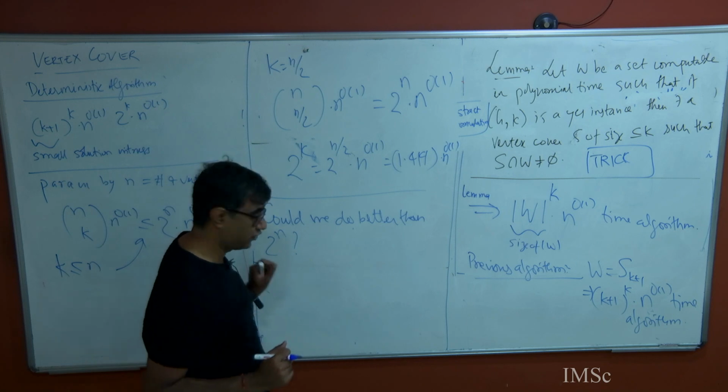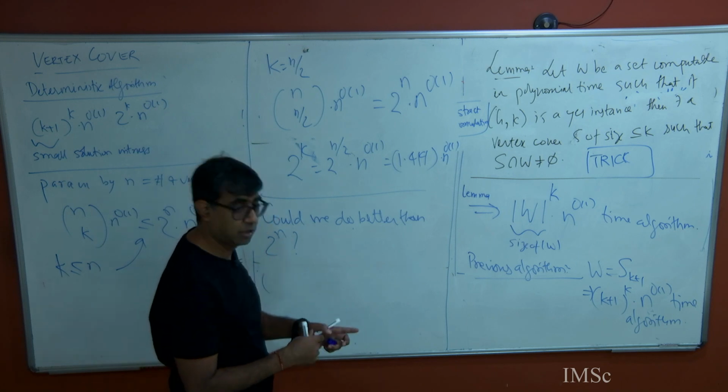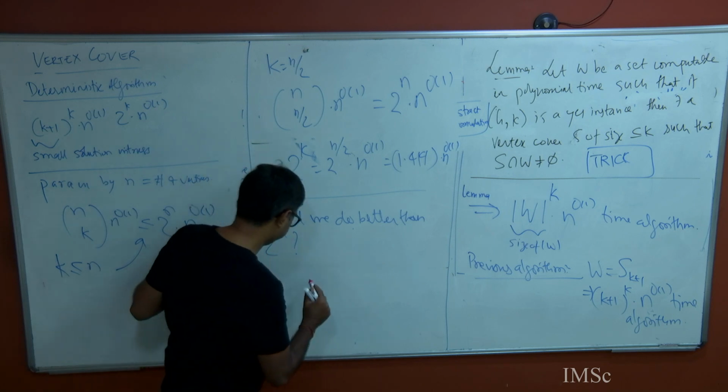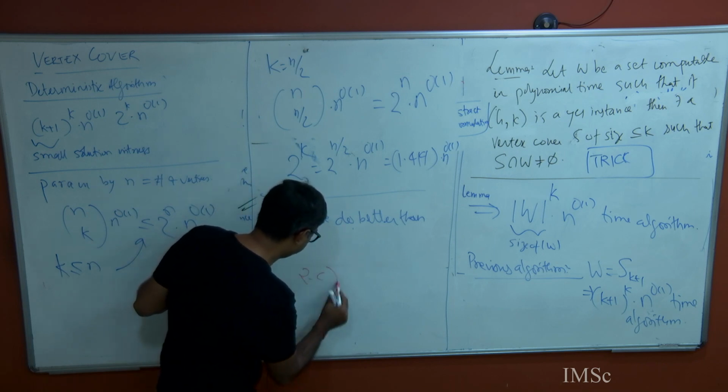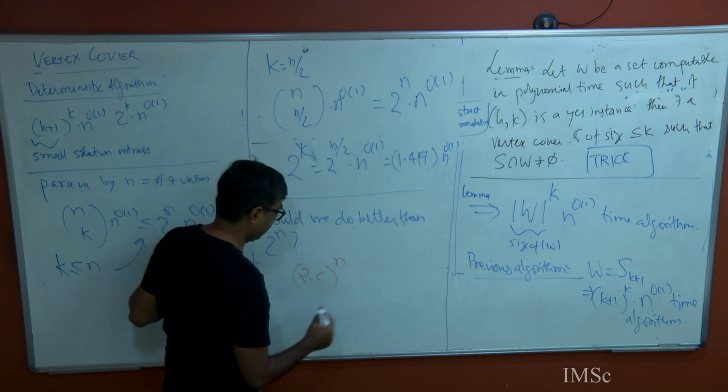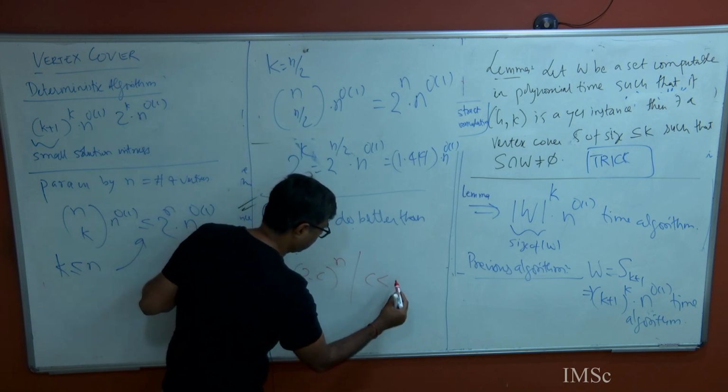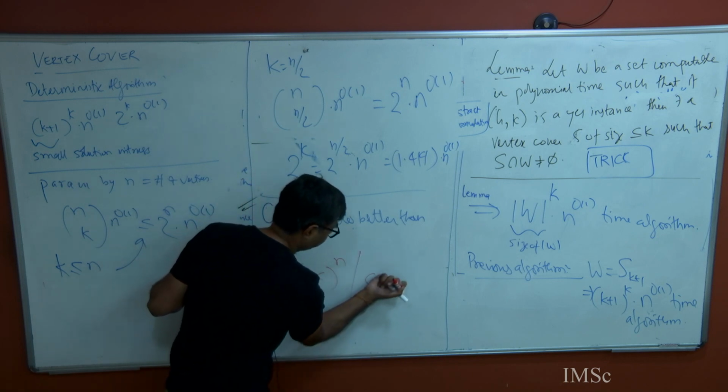But now my question is, can we get an algorithm with running time 2 power n, or rather say (2 minus c) to the power n, where c is some strictly positive fixed constant.